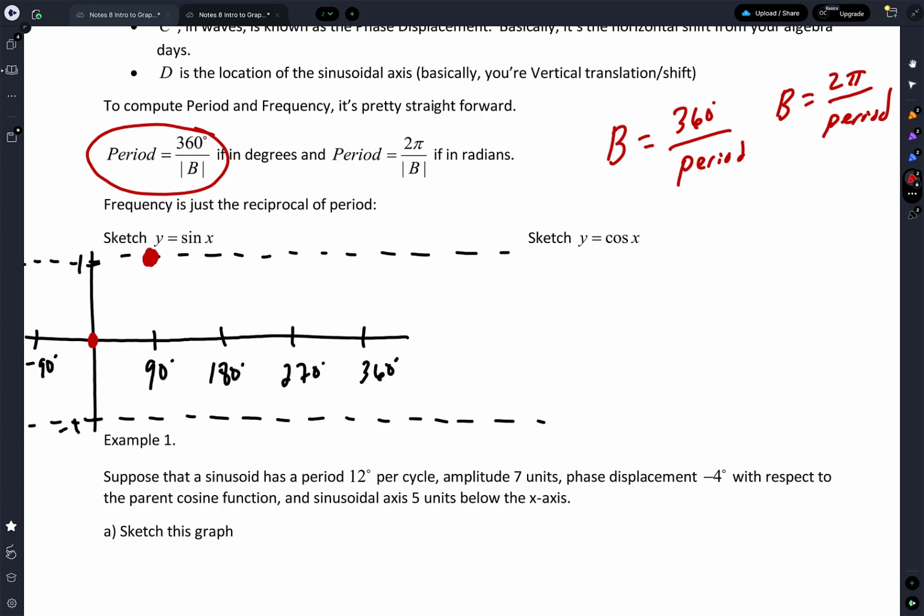What is sine of 180 degrees? Is it -1? Is it 0? What do you guys think? What is it? 0. What is sine of 270 degrees? -1. What is sine of 360 degrees? 0 again. And then I got one more point way over here. What is sine of -90 degrees? That's the same as sine of 270, so it's going to be -1.